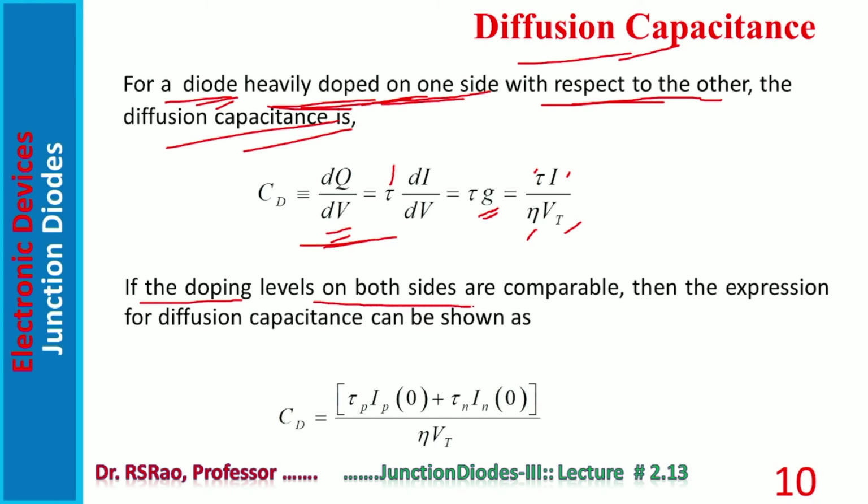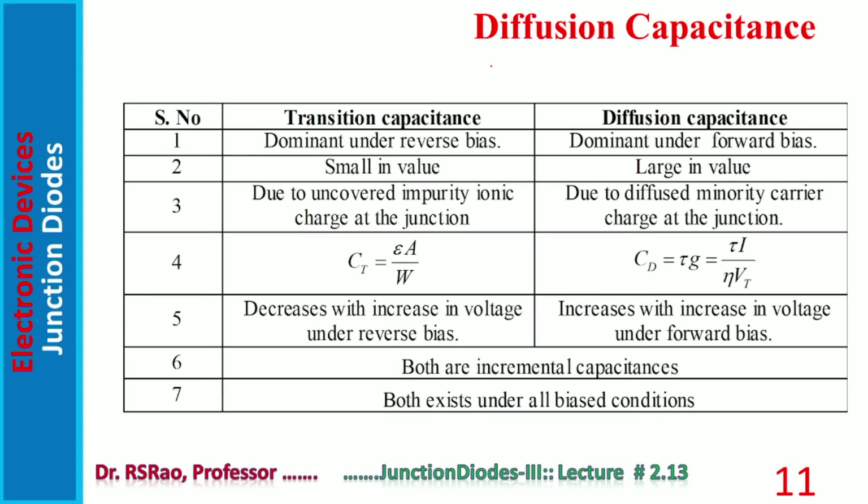If the doping levels on both sides are comparable, then the expression for diffusion capacitance becomes CD equal to tau P IP of 0 plus tau N IN of 0 by eta Vt. Here is given now a table comparing diffusion capacitance with transition capacitance. Transition capacitance is dominant under reverse biased condition, whereas diffusion capacitance is dominant under forward biased condition. Transition capacitance is small in value, whereas diffusion capacitance is large in value. Transition capacitance is due to uncovered impurity ionic charge at the junction, whereas diffusion capacitance is due to diffused minority carrier charge at the junction.